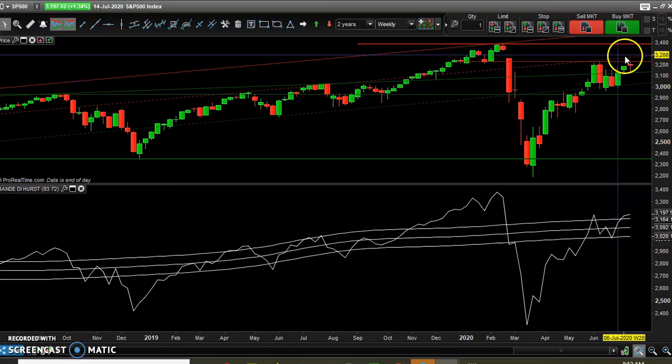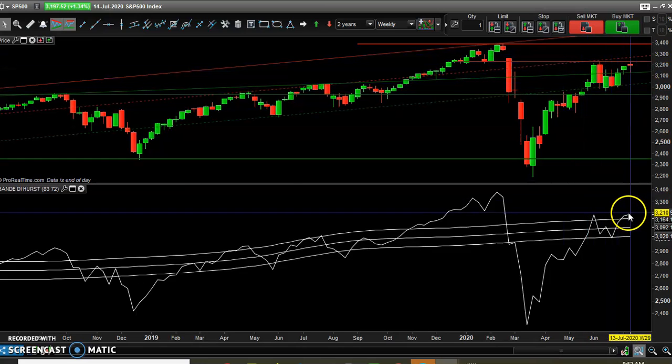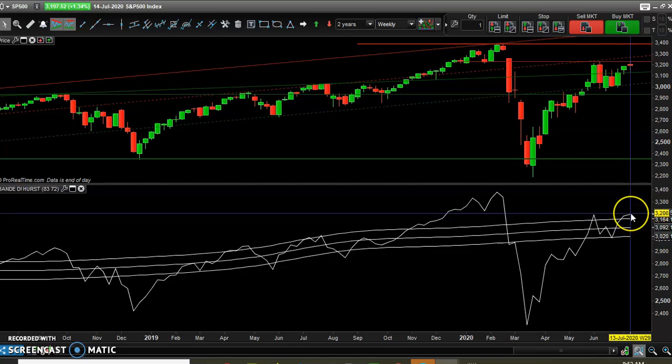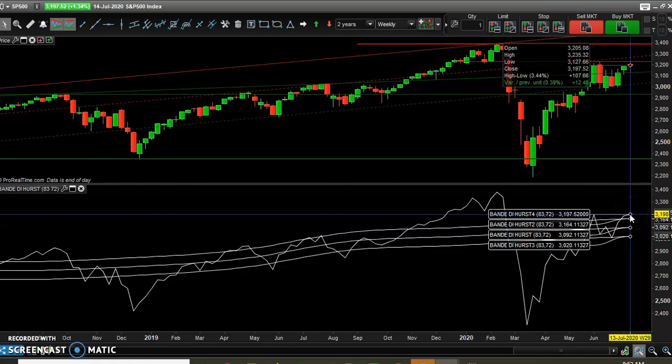So this is a crucial area. So far we have a rectangle. The price is above the upper band, which is a negative signal because the bands are designed to be a contrarian signal.